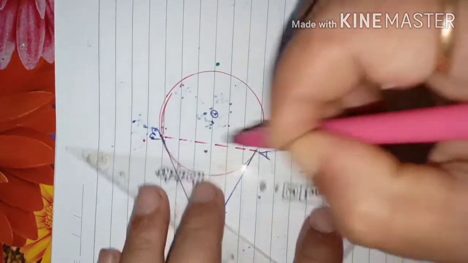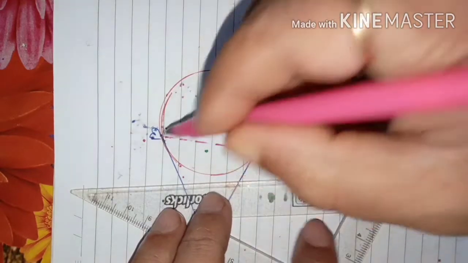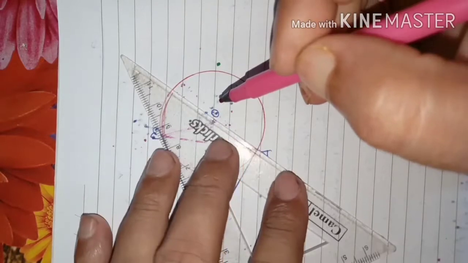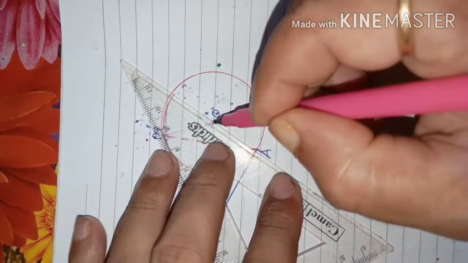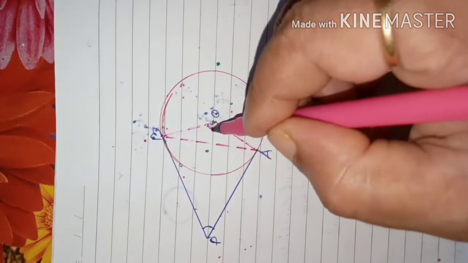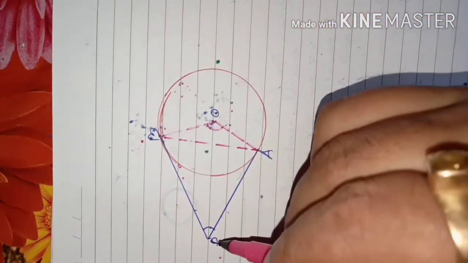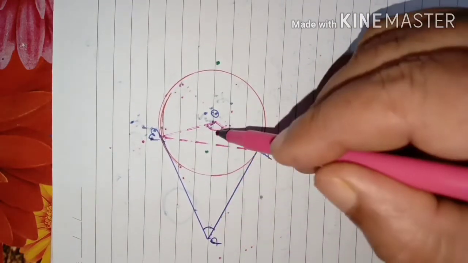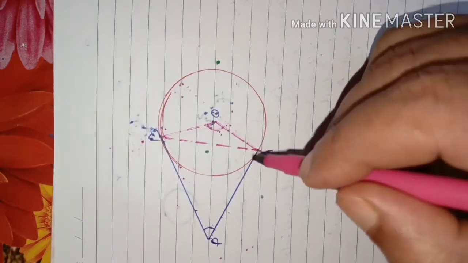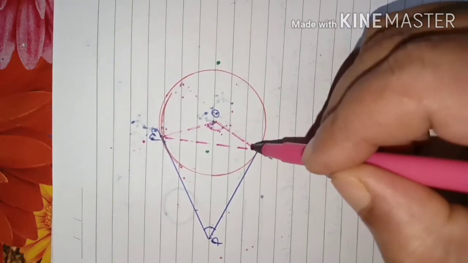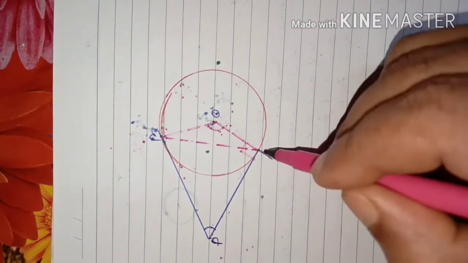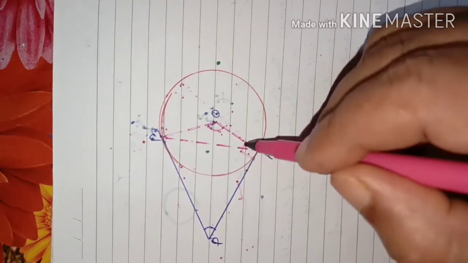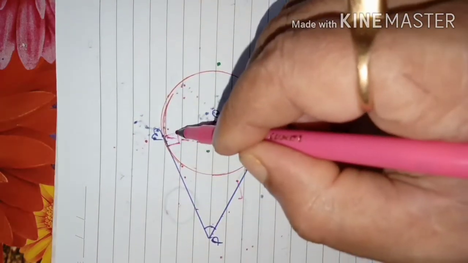When the endpoints of this chord are joined with O, we will get an angle here at the center of the circle. According to the question, this angle and this angle are supplementary, meaning their sum is 180 degrees. Very simple. How? Because this is a radius, angle PAO will be 90 degrees because PA is a tangent. The angle between radius and tangent is always 90 degrees. Similarly, this angle is also 90 degrees.